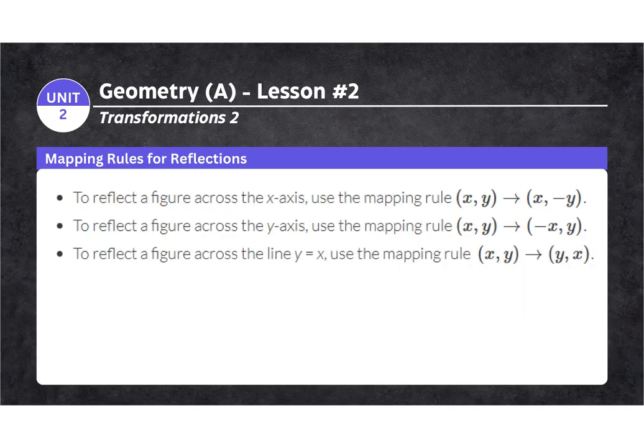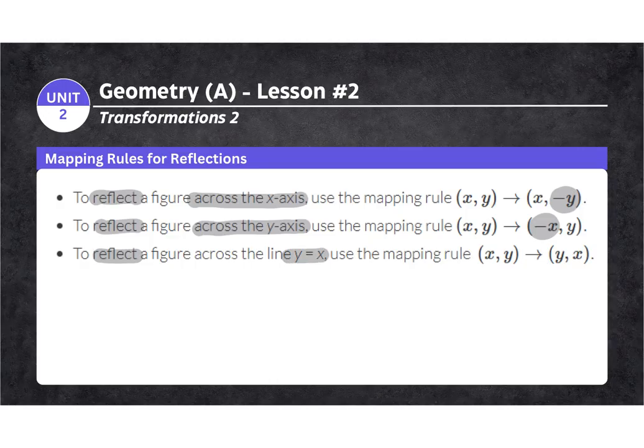So these rules are super awesome to remember. I also put these rules in your study guide for Unit 2. If you print that out or just have it up as you're testing, that is super helpful for you. But for reflections, if you reflect across the x-axis, you change your y-coordinate to the opposite sign. If you reflect across the y-axis, you're going to change your x-coordinate to the opposite sign.